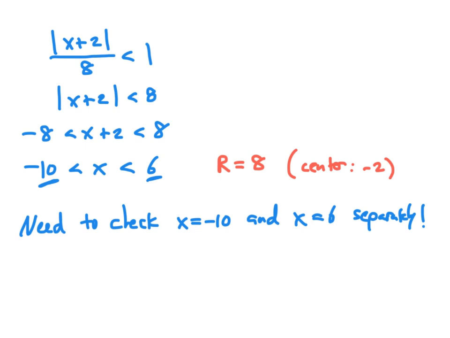We just need to determine whether those two values are part of the interval or not, and in order to do that, we need to check the values of x equals negative 10 and x equals 6 separately in our power series.